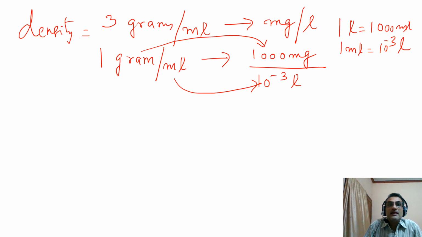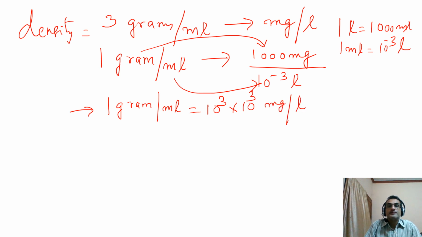So the final result will be 1 gram per ml equal to 10 raised to 3 into 10 raised to 3 milligram per liter. Because 10 raised to minus 3, when I take it to the top, it becomes 10 raised to 3. So 10 raised to 3 into 10 raised to 3, that is equal to 10 raised to 6 milligram per liter.